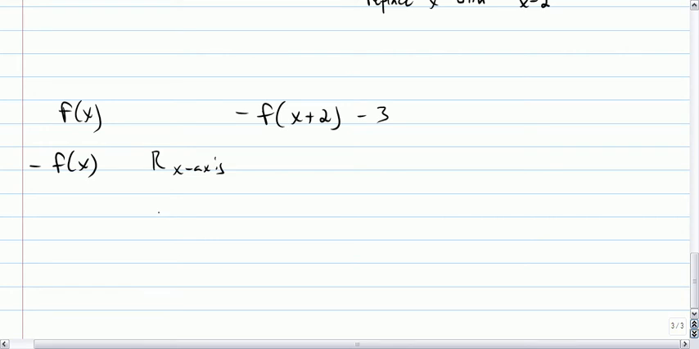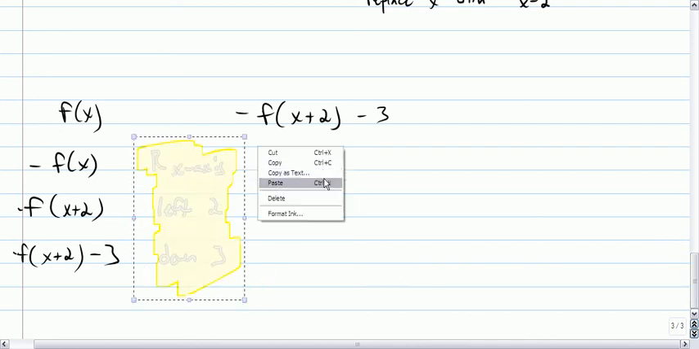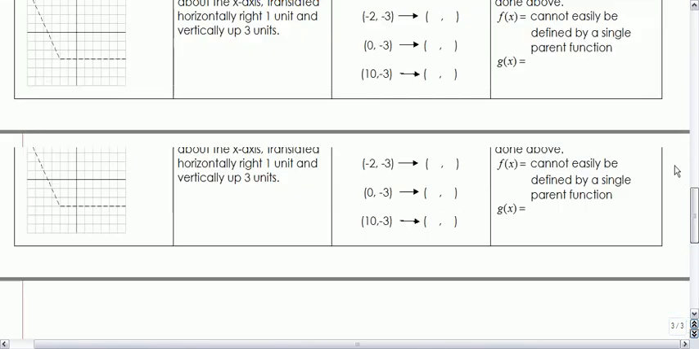And then I'll replace x with x plus 2, so I'll go left 2. And then I'll go down 3. So negative f of x plus 2 minus 3. So I've got a list here, and you know, just apply them in this order. Those are the transformations that happened. Reflect over the x, left 2, down 3.